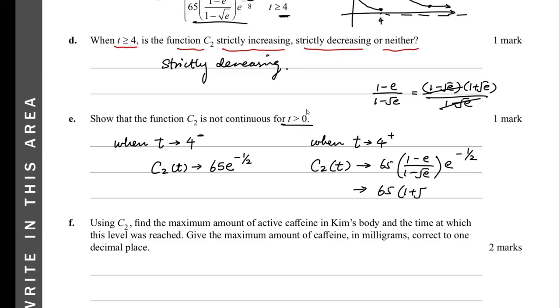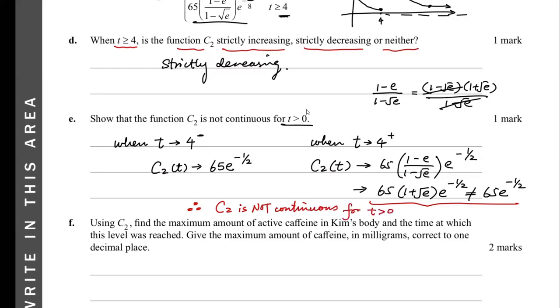65 times (1 plus root e) times e to the power of minus half, which is obviously not equal to 65 e to the minus half. Okay? Again, it is not harmful to include a more rigorous level of mathematics. Therefore, C2 is not continuous for t greater than 0 because there is a point of discontinuity.